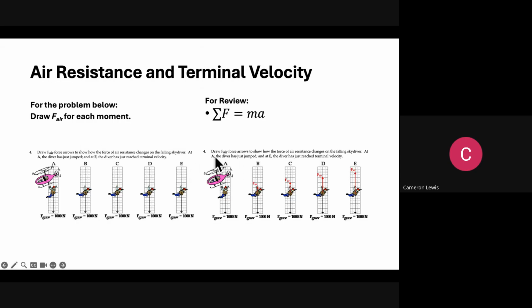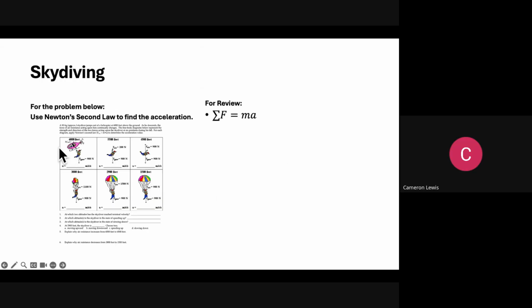All right. So now let's start at the first one. Let's actually do this one together. Based off the free body diagram, we're just adding here. This one right here looks like what? The first scenario. Remember, A, when they just jumped out. Yeah, they just jumped out.